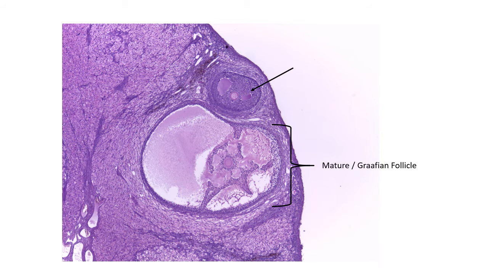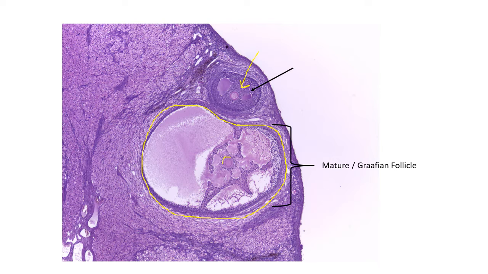Here is another image where we can see up above, this is very similar to the one we were just looking at, might even be the same one, I can't remember from when I took these, but that is getting close to being mature. And then we see this big one right here, and this is almost fully mature. So we're going to call this a mature or a Graafian follicle.